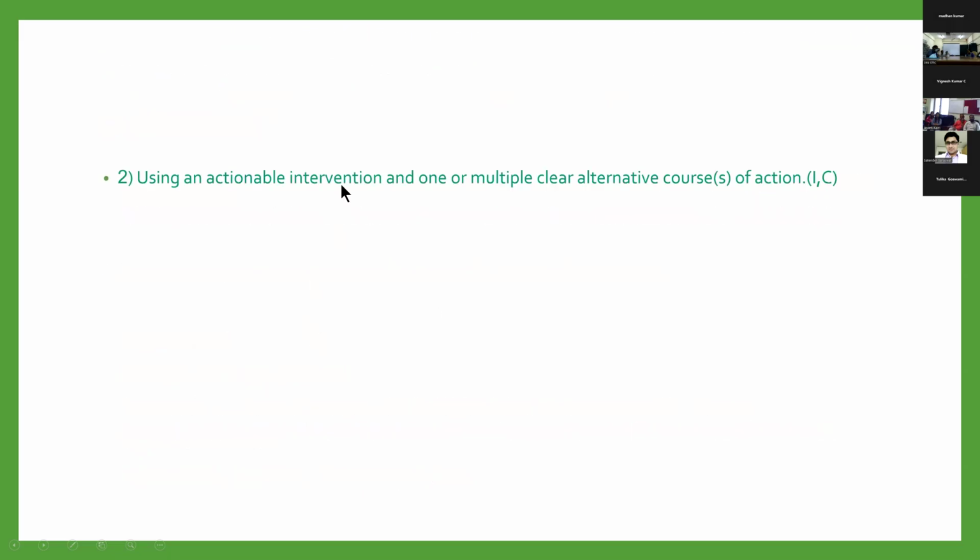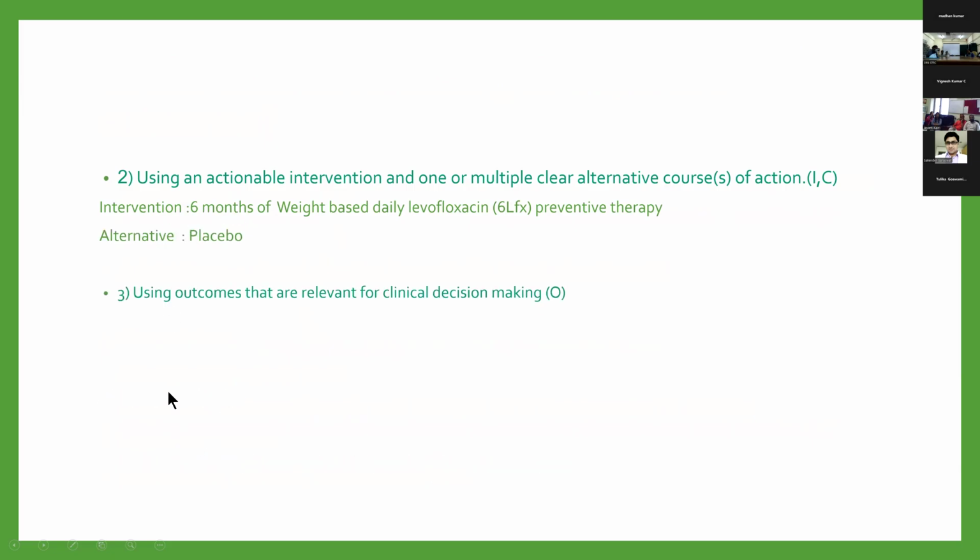Second, was there an actionable intervention or an alternative course? Here the intervention was 6 months of weight-based daily levofloxacin preventive therapy. The alternative was placebo. What are the outcomes used? Were they relevant for clinical decision making? Here the clinical outcome they had taken was TB incidence, both MDR versus sensitive TB, mortality and post-TB disability.